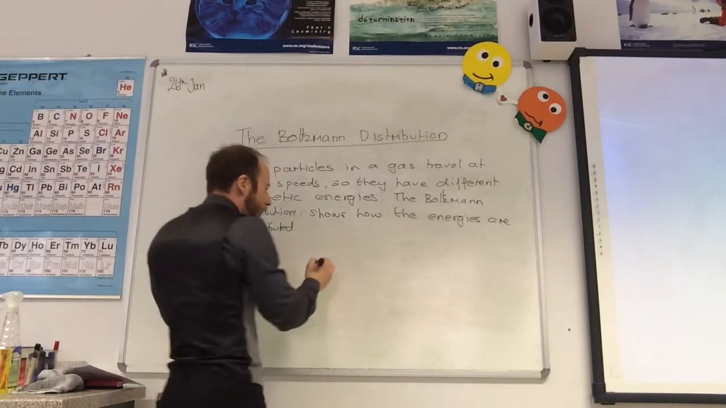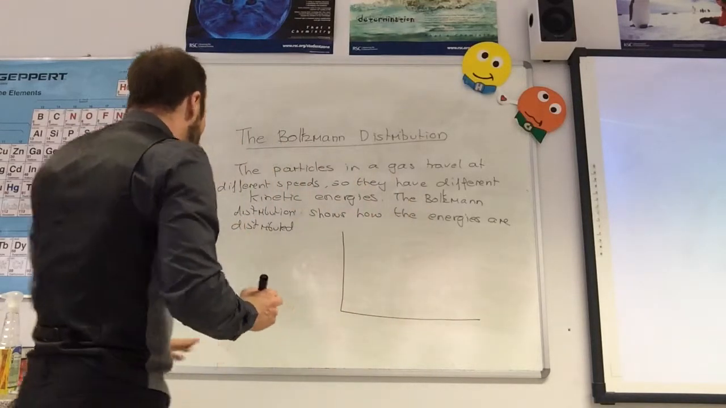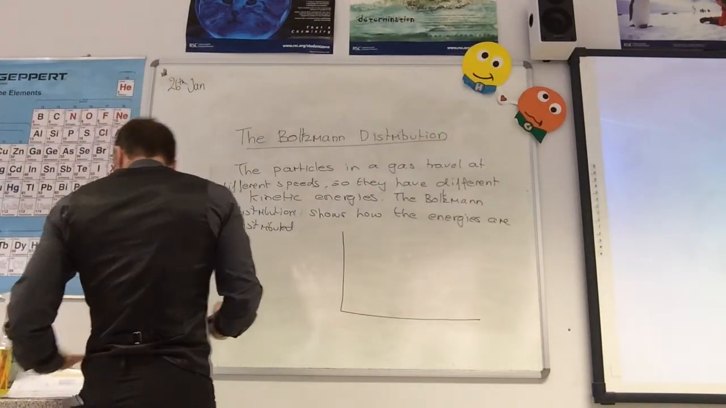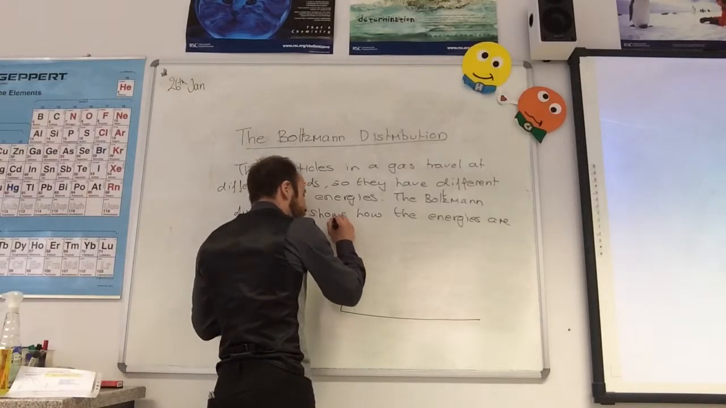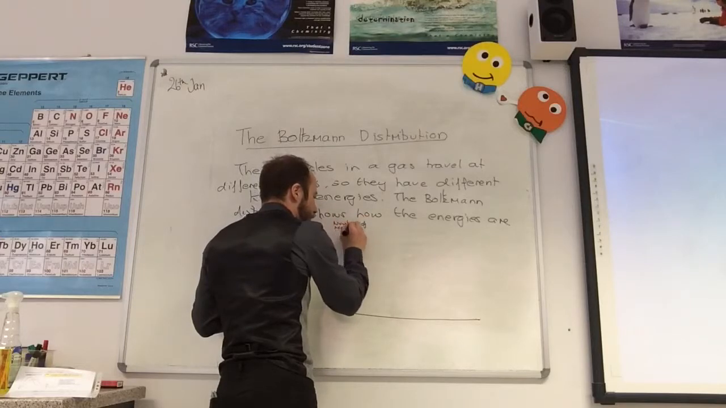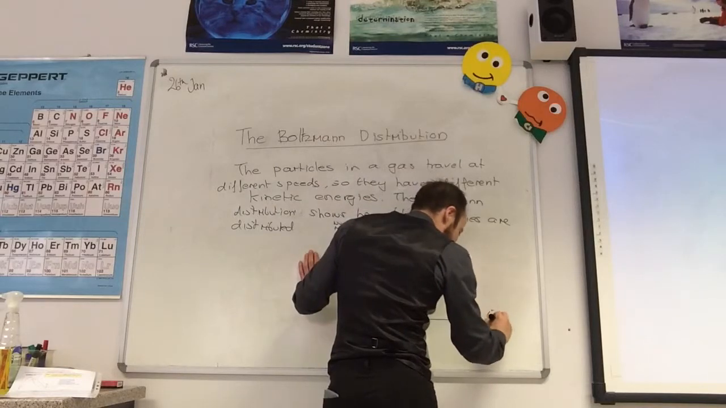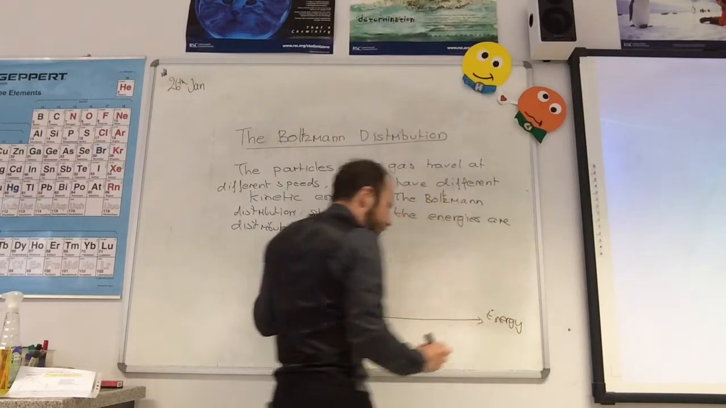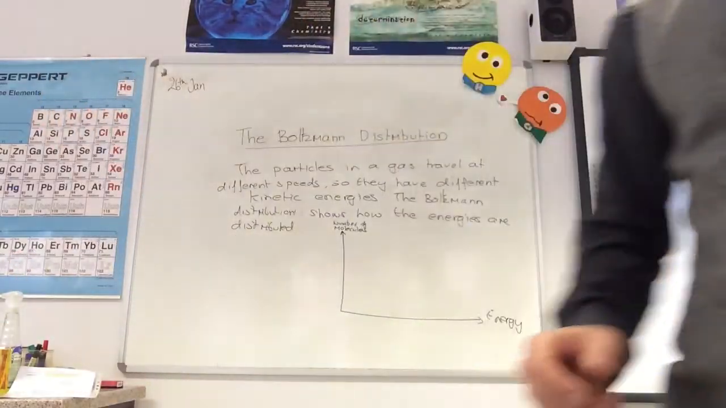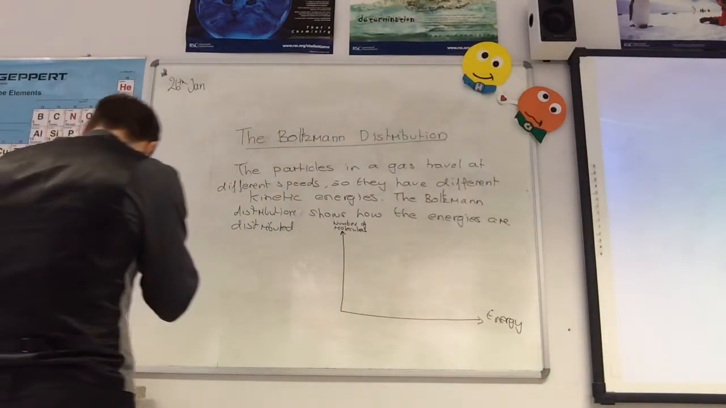Right. So you start off with your axes, like so. On the y-axis, it goes the number of molecules with the energy. So that's number of molecules. Goes here. And then along this axis goes energy. Right, so in blue, I will put the plot, and we'll also make a note of what we need to watch out for.